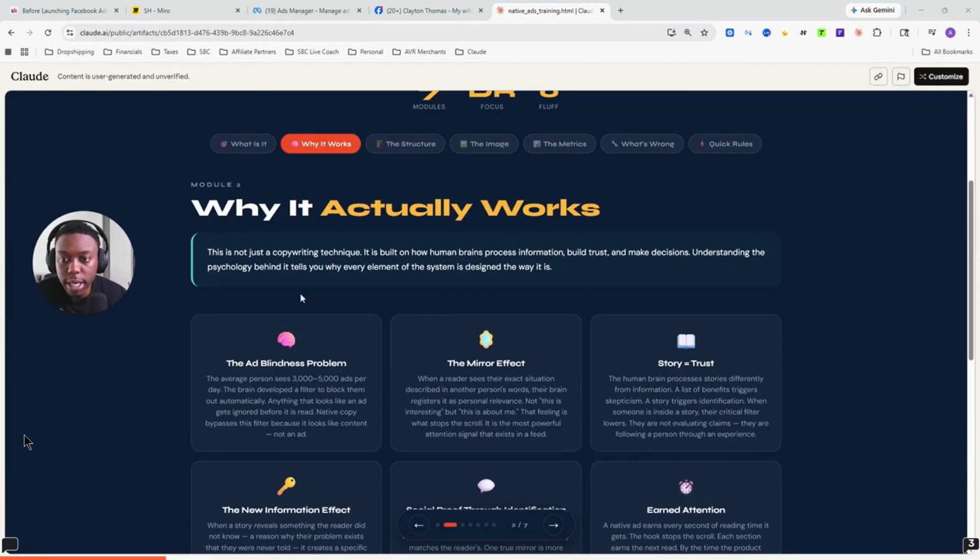So why it actually works. This is not just a copywriting technique. It's built on how human brains process information, build trust, and make decisions. Understanding the psychology behind it tells you why every element of the system is designed the way it is.